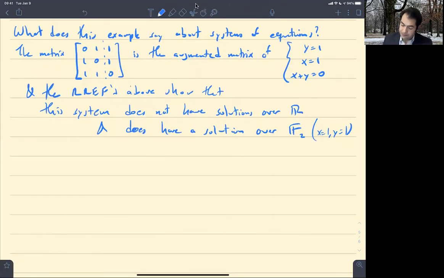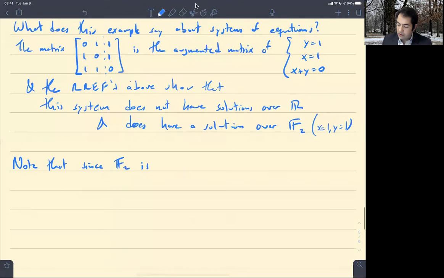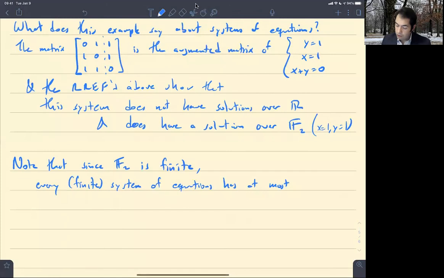Also notice that since F2 itself is a finite field, every finite system of equations has at most a finite number of solutions. Right? So if you have 3 different variables, well, each variable can only possibly take the values 0 and 1. So that only gives you 8 possibilities for the solutions of your system.